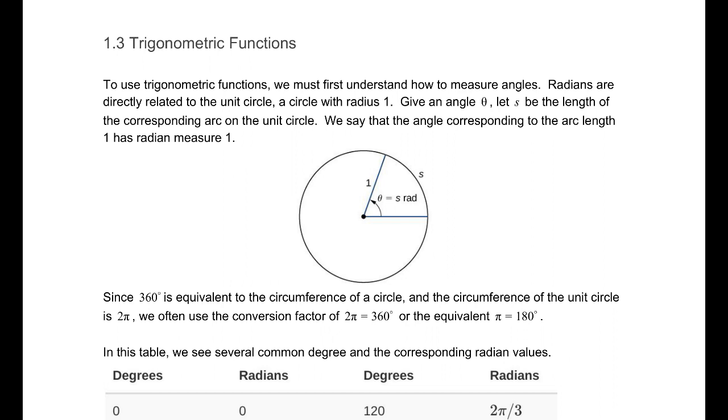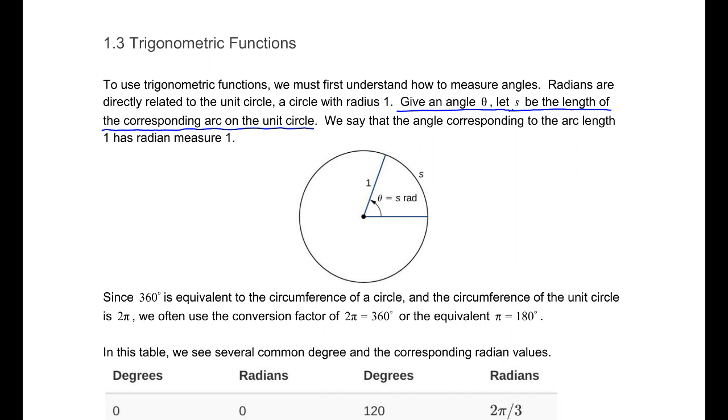Given an angle, let S be the length of the corresponding arc on the unit circle. So if we have that, the length of the arc based on our angle, we say the angle corresponding to an arc length of 1 has a radian measure of 1.